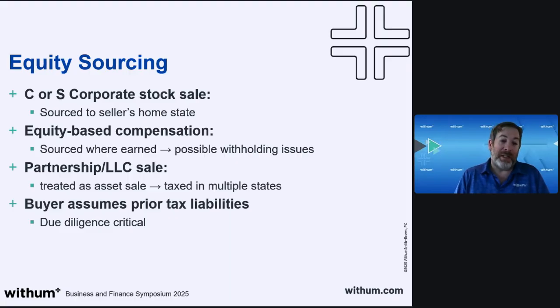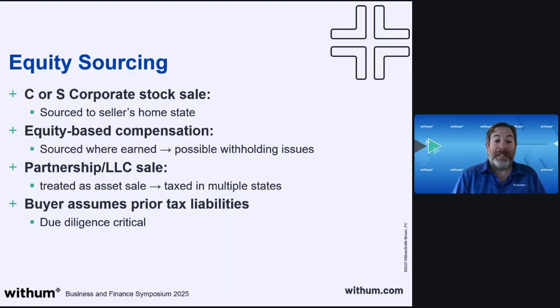Again, as we discussed, a partnership or an LLC sale, if you sell 100% of the units in a partnership or an LLC, it's treated as an asset sale for tax purposes. And again, that generally has to roll through the apportionment of the entity and can very easily be taxed in every state or multiple states.